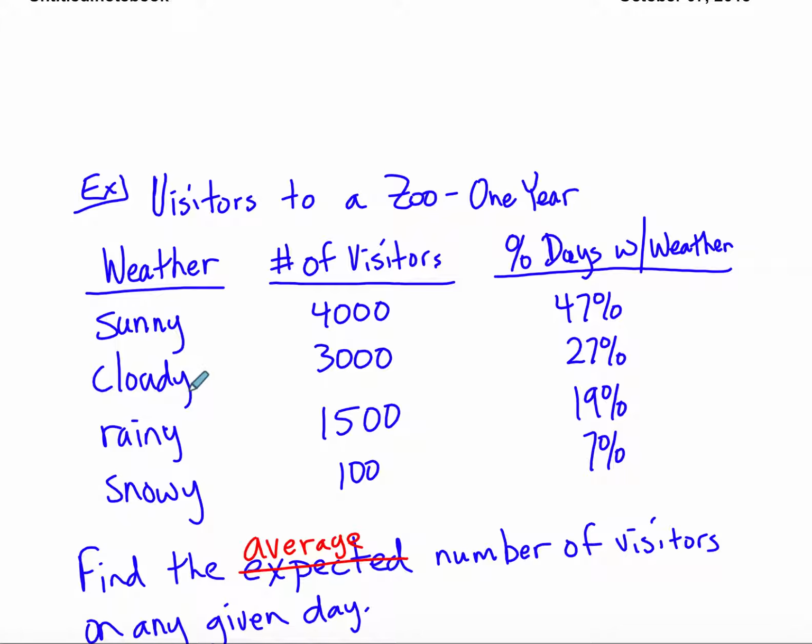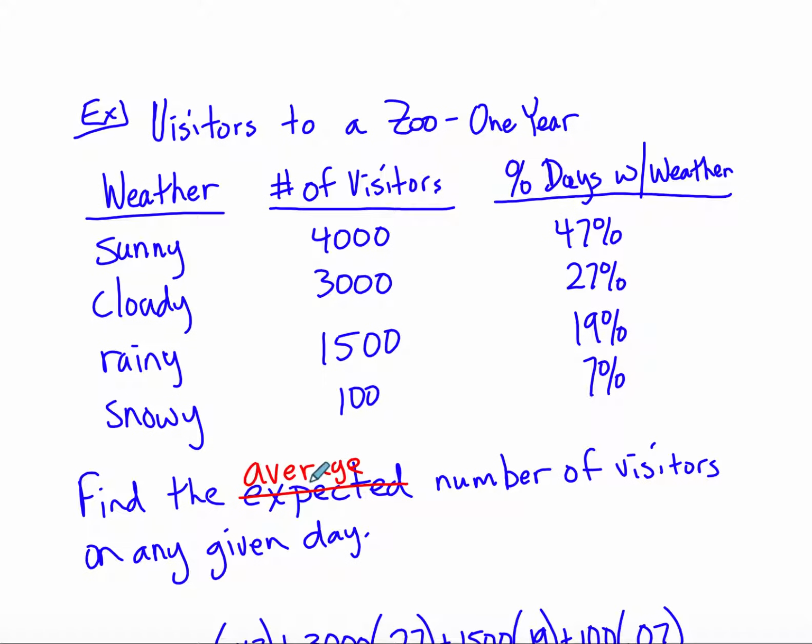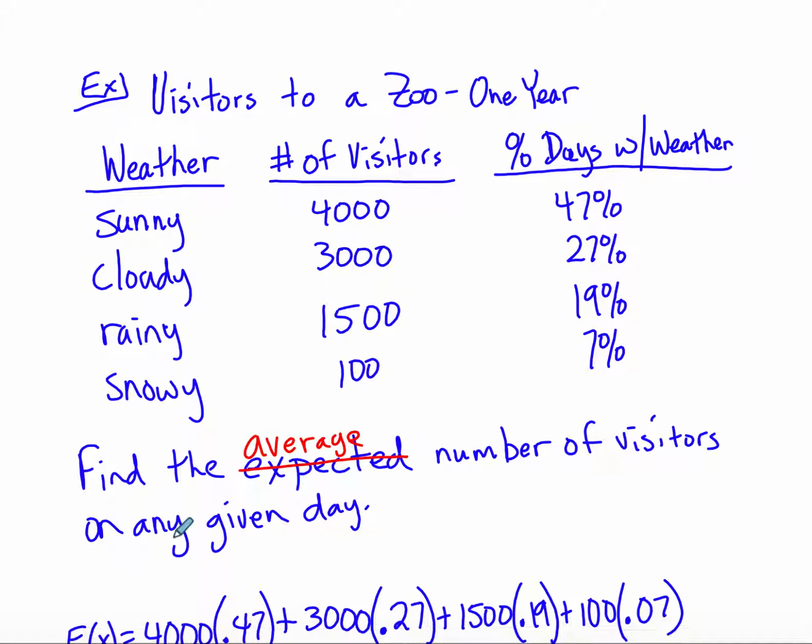27% of them are cloudy. 19% are rainy. And 7% are snowy. So you want to find the expected value, or the average number of visitors on any given day.